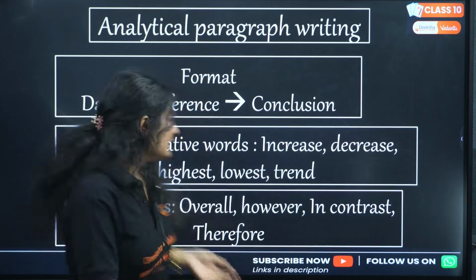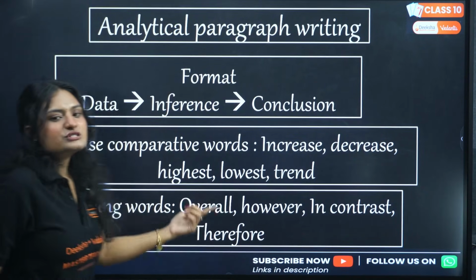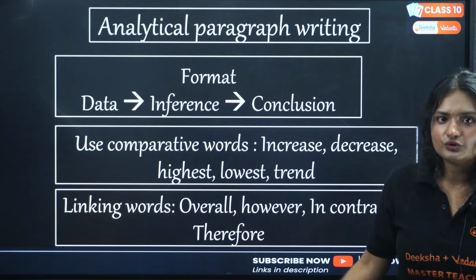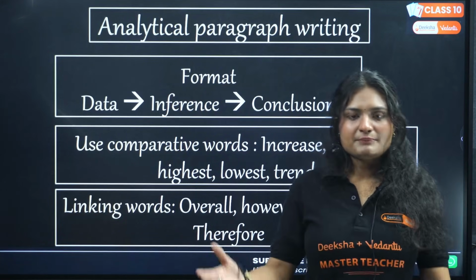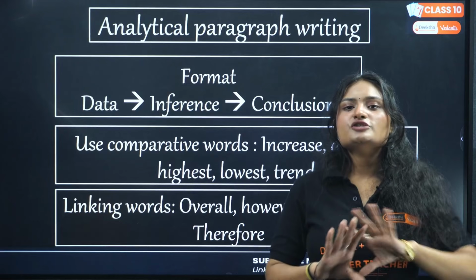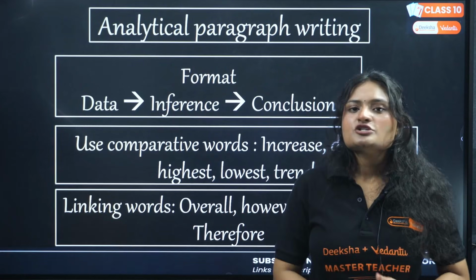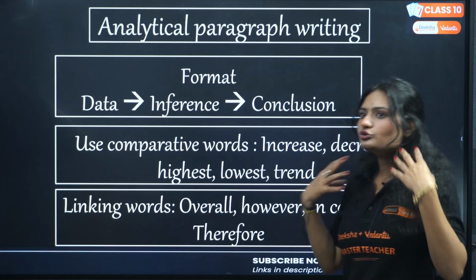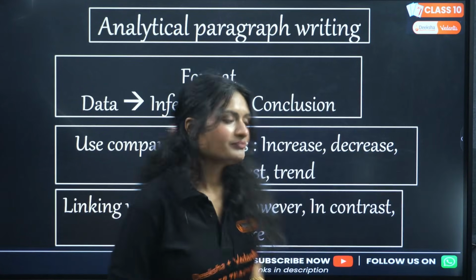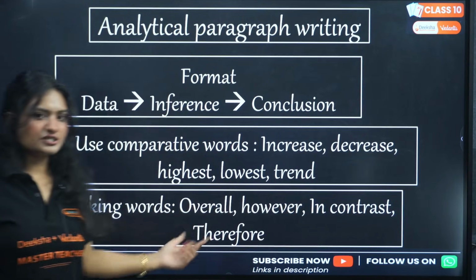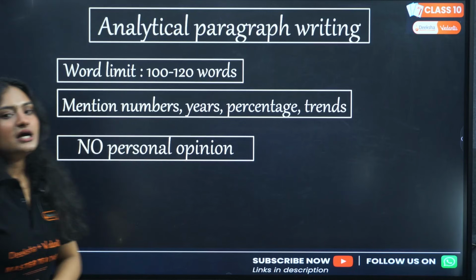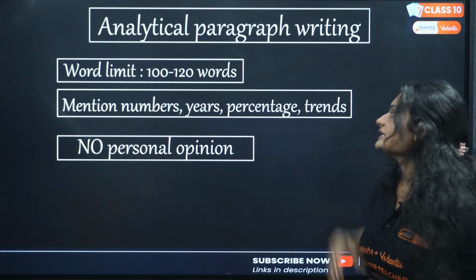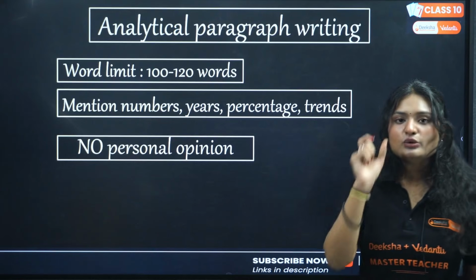Always use them. Then linking words. Use these linking words: overall, however, in contrast, therefore. Just remember 4-5 words. For example, I gave you a universal line format in letter writing, right? So just like that, remember some filler words so that you do not get stuck on a single word. Overall, however, in contrast, therefore. Now the word limit is important. It is around 100 to 120 words, and do mention the numbers, whatever the number is given.